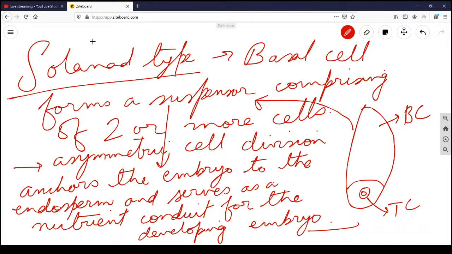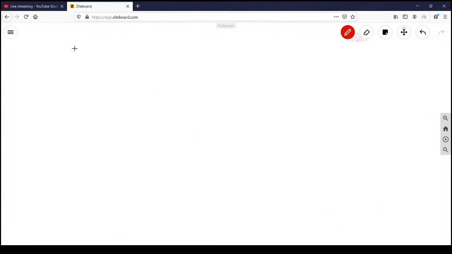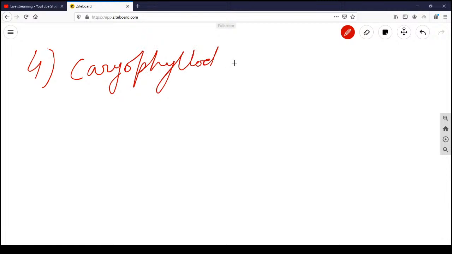So now I'll be explaining the further cell divisions, but let me tell you about the other types. One more type I'll tell you is the Caryophyllad type, type number 4. Just know these type names at least so that you can crack the competitive examination.